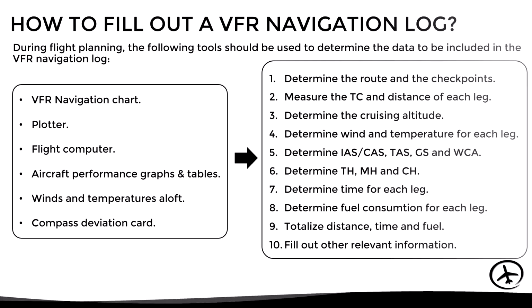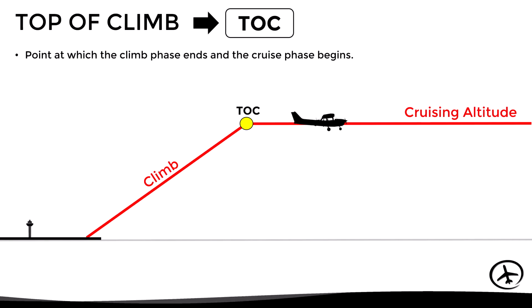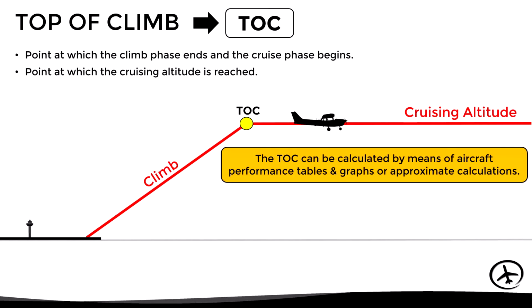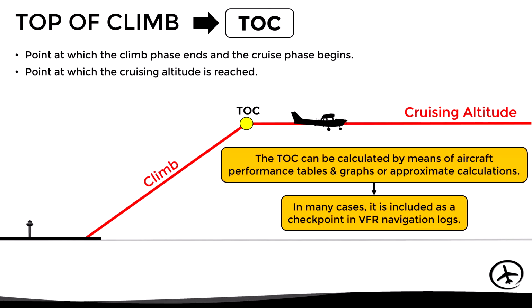For this reason, some pilots include what is called the top of climb in the navigation log. The top of climb is basically the point at which the climb phase ends and the cruise phase begins, or in other words, it is the point at which the cruising altitude is reached. The position of the top of climb can be calculated by means of the aircraft performance tables and graphs, or by using approximate calculations, and in many cases, it is included as a checkpoint in VFR navigation logs.